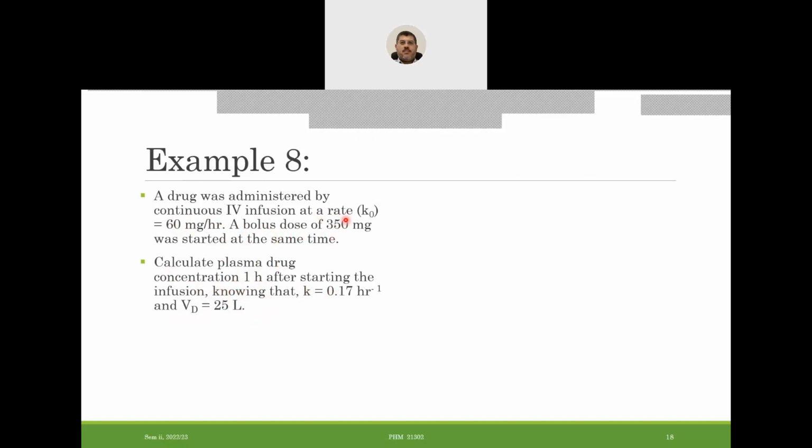So we'll apply the calculation. For the 350 milligram bolus, how much will be the resulting concentration? It will be dose divided by volume of distribution times e to the exponent of negative K times t. So Cp naught is dose over volume of distribution, 350 milligrams divided by 25 liters, times e exponent of negative K times t.